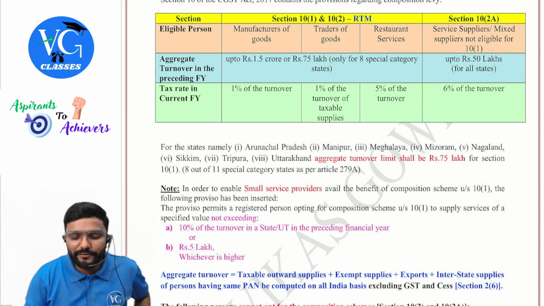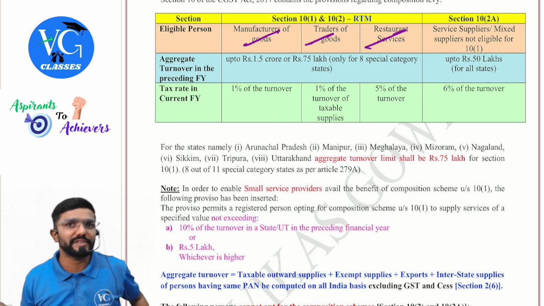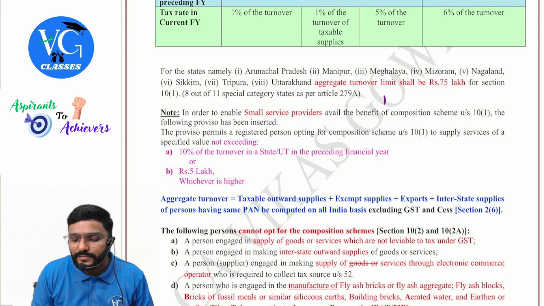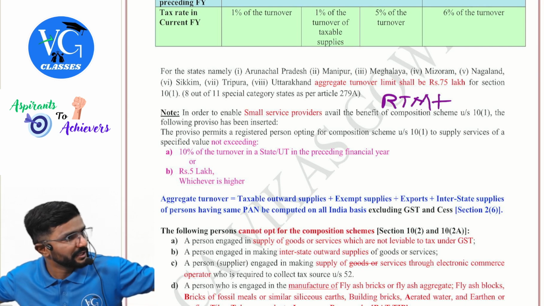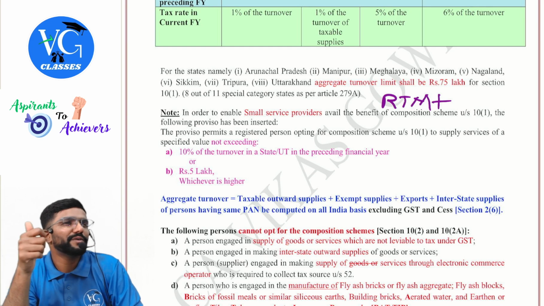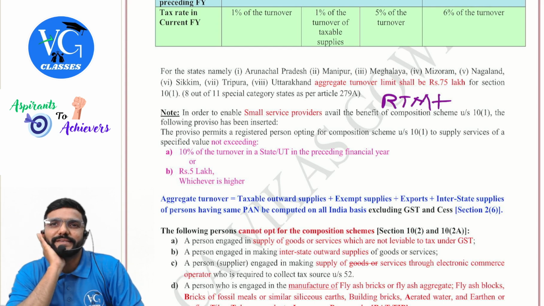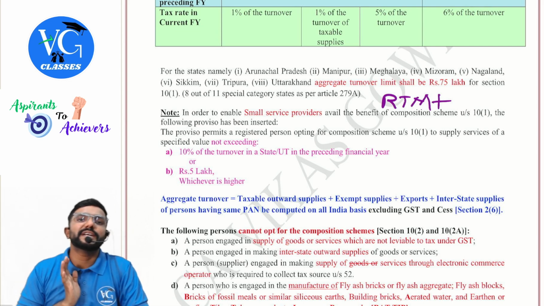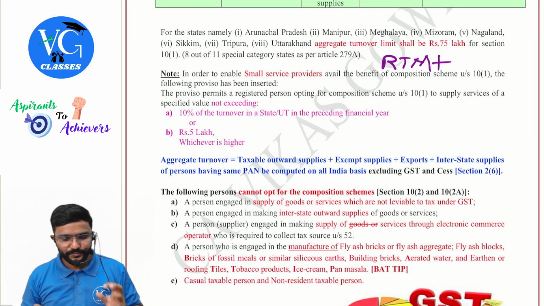Now, it is available only for manufacturer, trader, and restaurant. Now, sir, what if I am providing any other service? Other service, guys, listen. Sir, along with RTM, I am providing any of this. RTM means all 3 need not be there. Any one of this. I am providing one more small service, sir. Professional service, barber, or any other service, consultancy services, along with RTM. Then they're telling, okay, even that you can bring under 10.1 and 10.2, provided it is within certain limits.